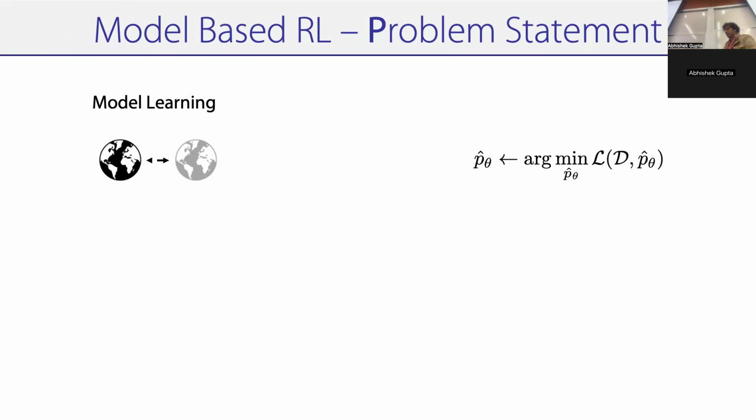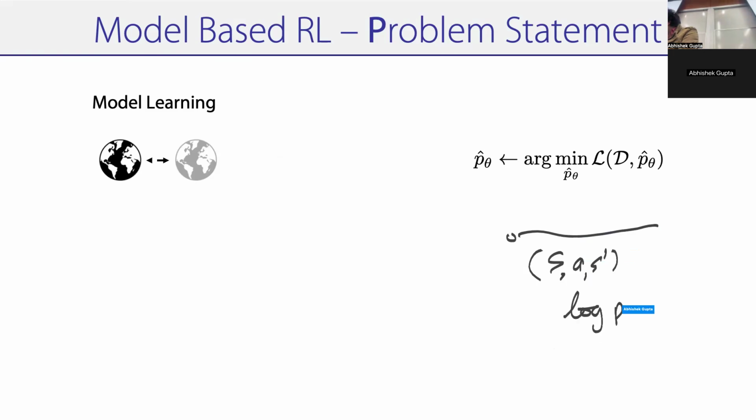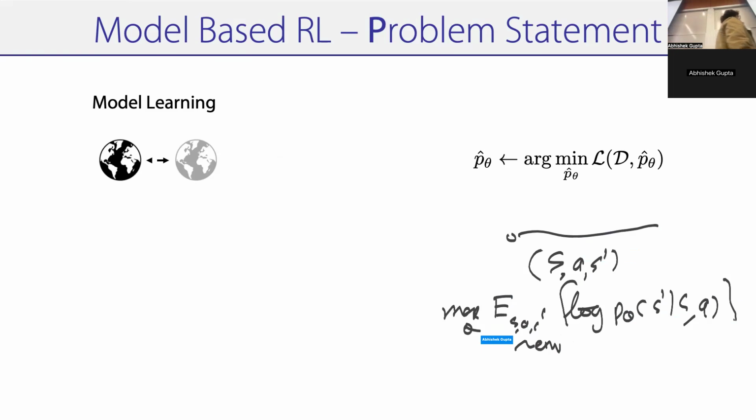And typically model learning is going to be supervised learning, right? So you're going to say that I'm going to get sequences of states, actions, next states, and I'm going to do maximum likelihood. I'm going to do supervised learning. I'm going to do the same thing we did in imitation learning, but I'm going to maximize the log likelihood of producing S prime given S and A when I sample S, A, and S prime from my environment. Okay. So all this is saying is that I'm going to try and learn a model of the world that best explains the data that I saw as a supervised learning problem.